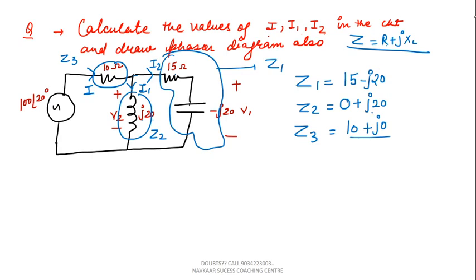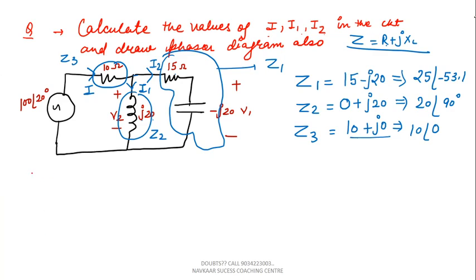So all these are in rectangular form. Now we need to convert these values into polar form. If we convert the first, you will get 25 angle minus 53.1. If you convert the second, you will get 20 angle 90 degrees. If you convert the third, you will get 10 angle 0.